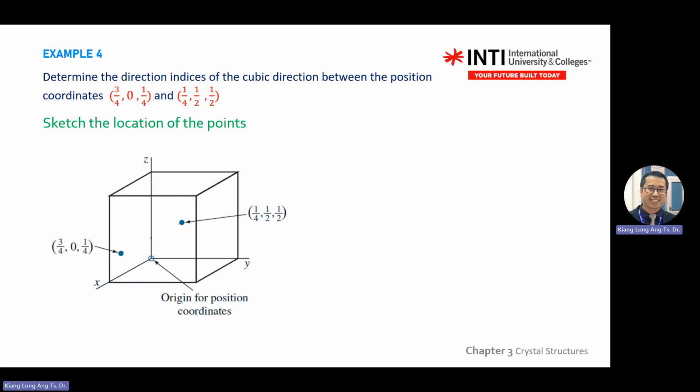So all these sides are 1. For 3/4, 0, 1/4, remember to sketch. This is the quarter, so you label it. This is the origin, 0, 0, 0. So here to here is 3/4.